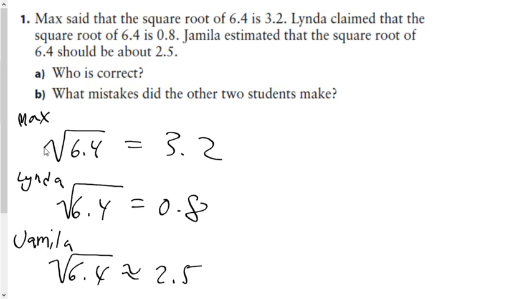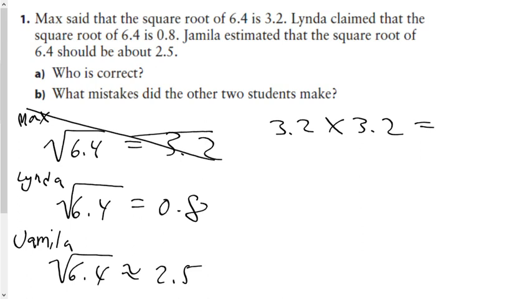3.2 times 3.2 is not 6.4 because it has to be greater than what number? We don't know exactly what the answer is, but we know it has to be greater than 9, right? Because 3 times 3 is 9. So there's no way that the square root of 6.4 is 3.2. So Max is incorrect.